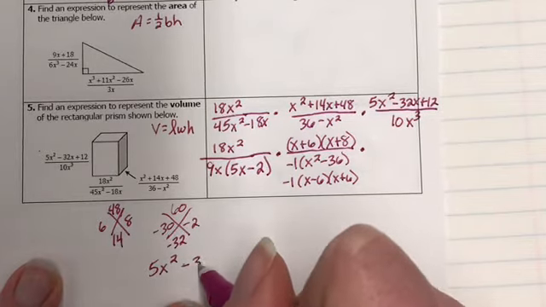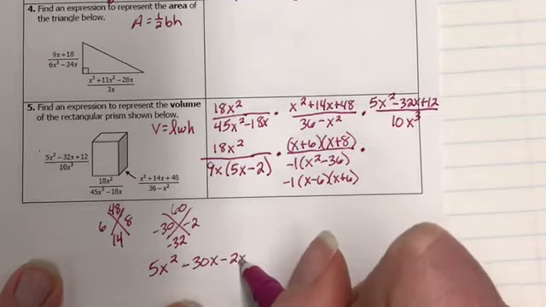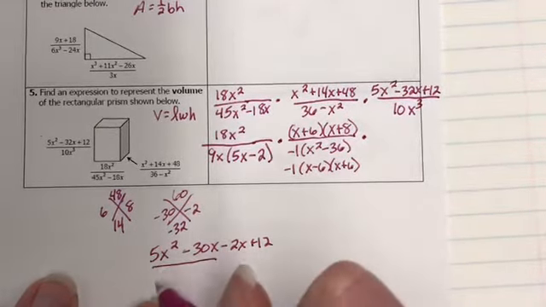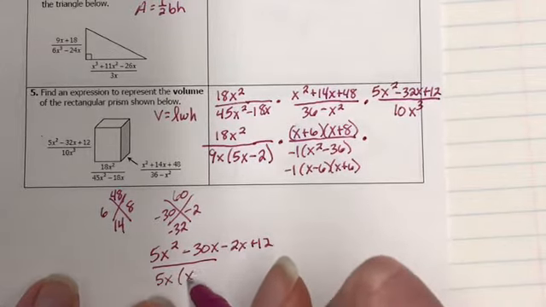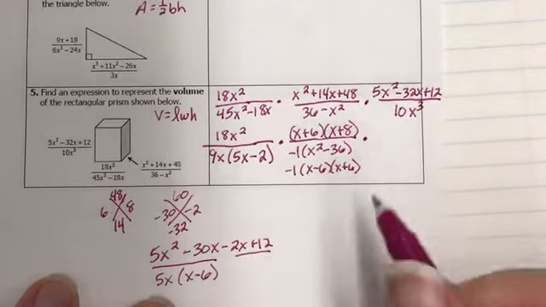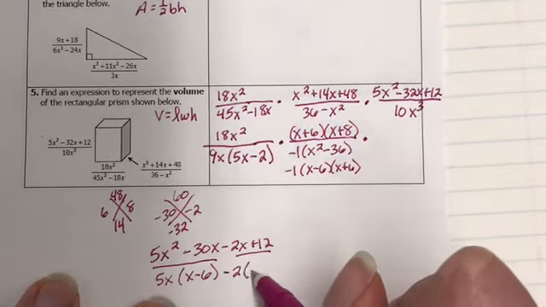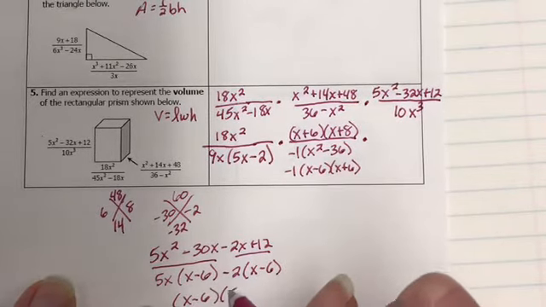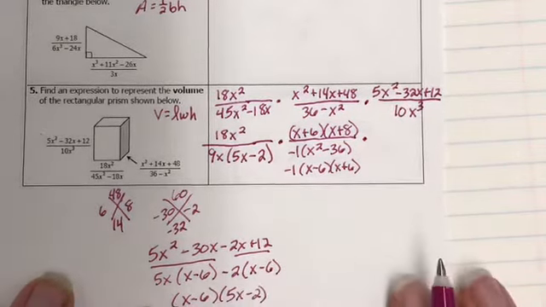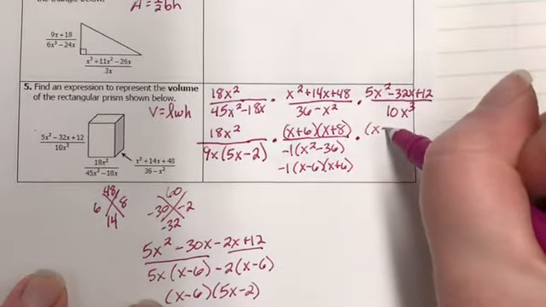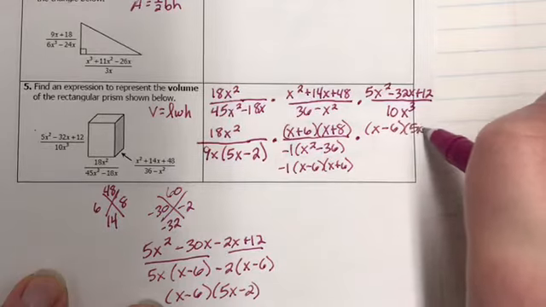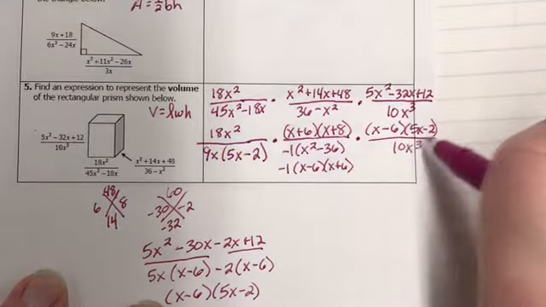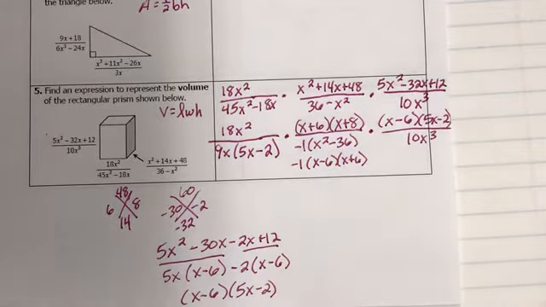So then I'm going to go ahead and do the grouping part down here. So I have 5x squared minus 30x minus 2x plus 12. So the first two terms I can factor out a 5x, and I'm left with x minus 6. The last two terms I could factor out a -2, so I'm left with x minus 6. So I get x minus 6 times 5x minus 2. So that's going to be my numerator, x minus 6 times 5x minus 2. And then the denominator would just be the 10x cubed, because there's nothing to factor really there.